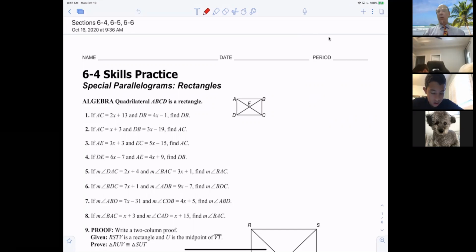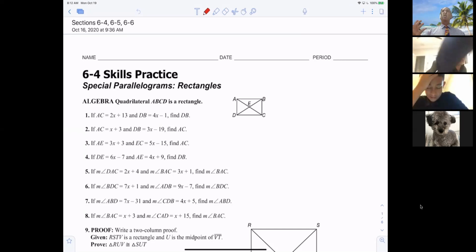All right. So with that in mind, we have 6.4, 6.5, and 6.6. I put them all on one worksheet. So we could just take our time, scroll through, get what we can done. And then our review will be on Wednesday, and our test on this chapter will be on Friday.